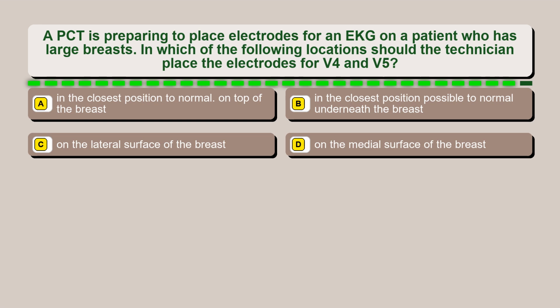Question 59. A PCT is preparing to place electrodes for an EKG on a patient who has large breasts. In which of the following locations should the technician place the electrodes for V4 and V5? Option A, in the closest position to normal, on top of the breast. Option B, in the closest position possible to normal underneath the breast. Option C, on the lateral surface of the breast. Option D, on the medial surface of the breast.